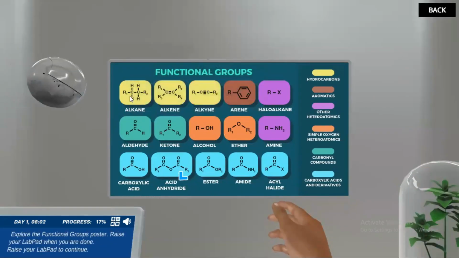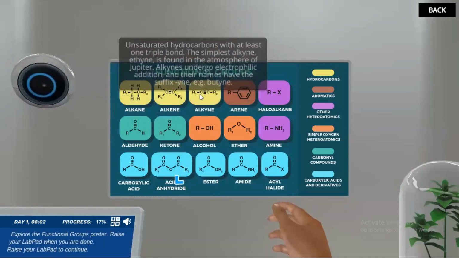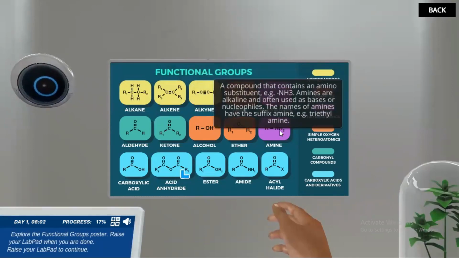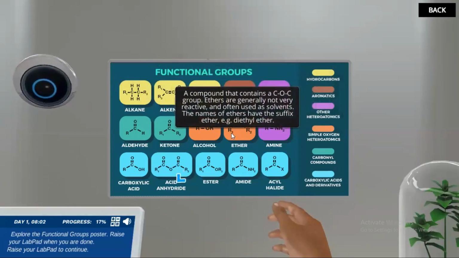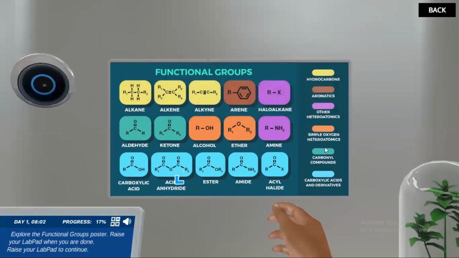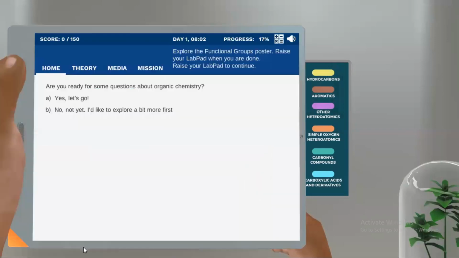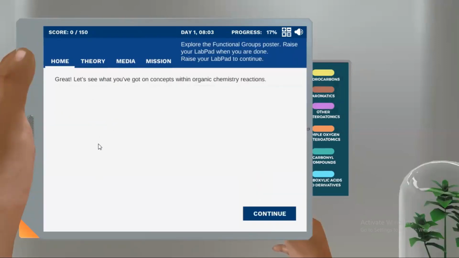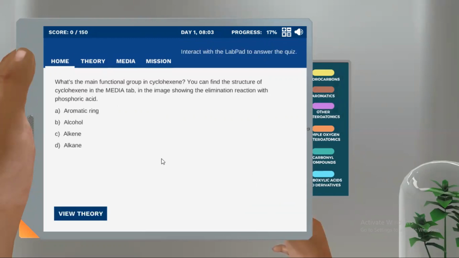Explore the functional groups poster. Raise your lab pad when you are done. Are you ready for some questions about organic chemistry? Great. Let's see what you've got on concepts within organic chemistry reactions. What's the main functional group in cyclohexene? You can find the structure of cyclohexene in the Media tab, in the image showing the elimination reaction with phosphoric acid.